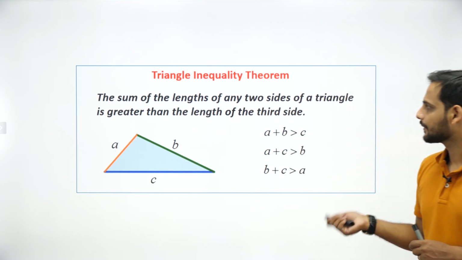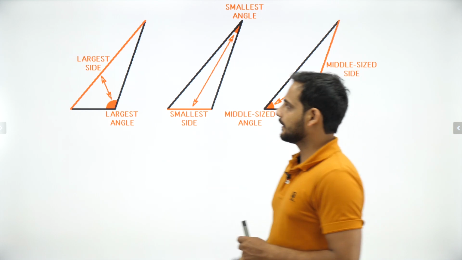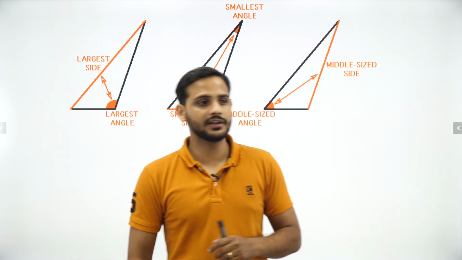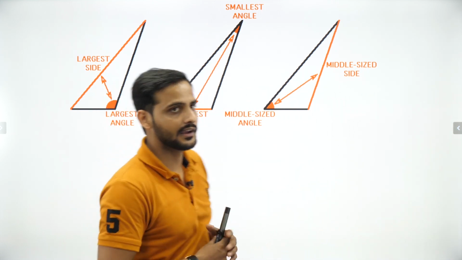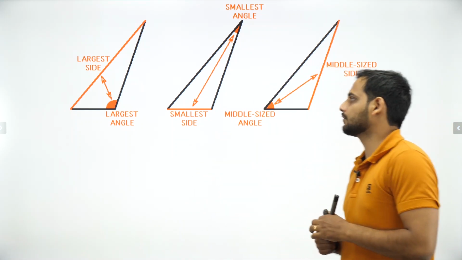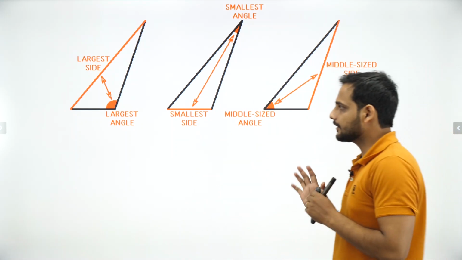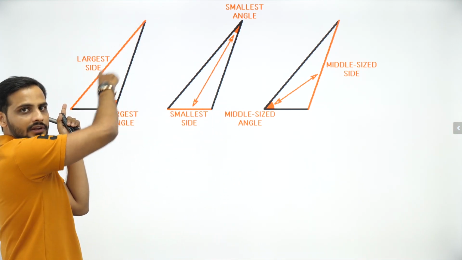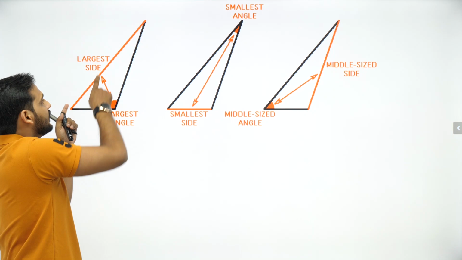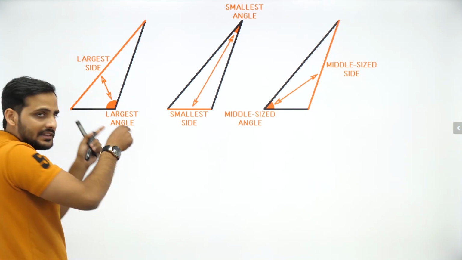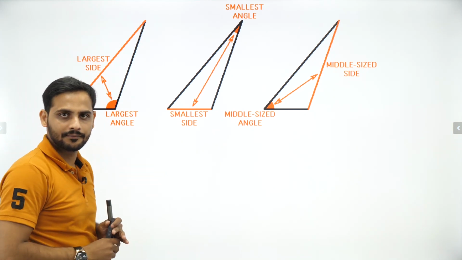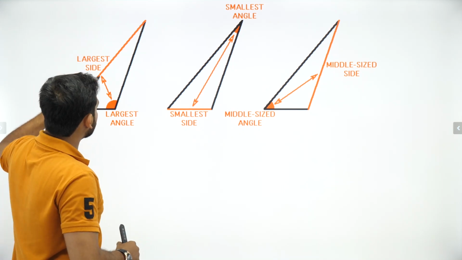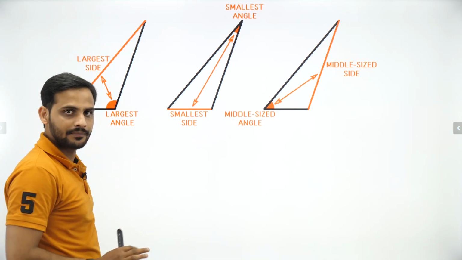Let's move ahead. Then the next relation in triangular inequality is about your smallest angle relation. Here, bacho, remember this thing: in a triangle, if you have found the largest side, then opposite to the largest side will be the largest angle of the triangle. So the largest angle and the largest side are opposite to each other.